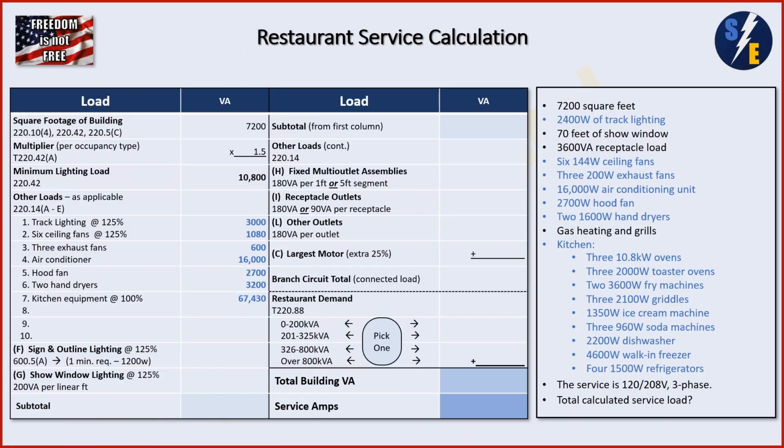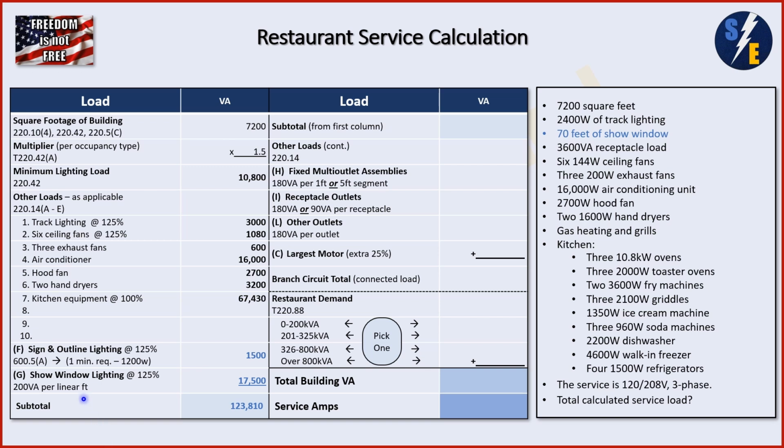Next, we're going to go on to our other loads, and this is going to be most of our calculation here, really. We're going to go through track lighting. We're going to add 25% to that because it's continuous. Also, our ceiling fans are going to be continuous because they're going to pretty much run all day. We're going to have some exhaust fans, our air conditioner, our hood fan, our hand dryers, and then all our kitchen equipment at 100%. So you can see everything listed here. What I did was I just took each of these line items, including all the kitchen. I added all the kitchen together in one, and it comes up to 67,430. And so that takes care of our other loads.